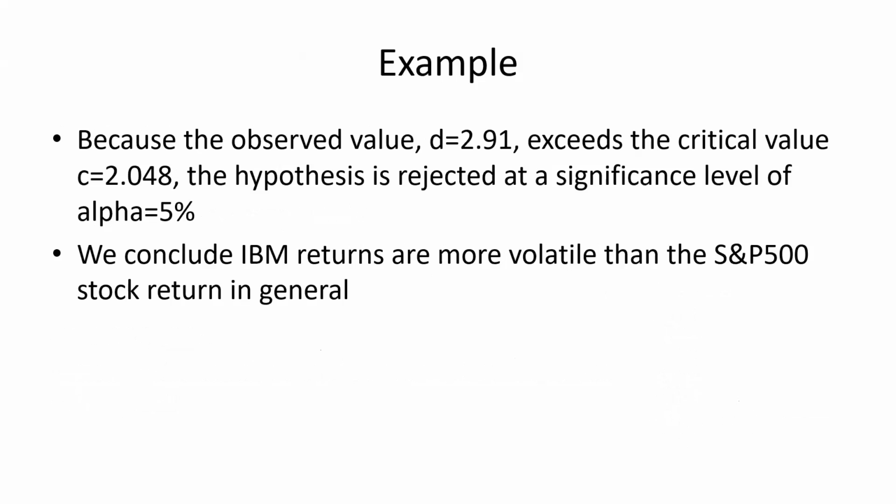Because the observed value, 2.91, exceeds the critical value of 2.048, the hypothesis is rejected at this significance level of alpha equals 5%. And so we conclude that the IBM returns are indeed more volatile than the S&P 500 stock return in general.